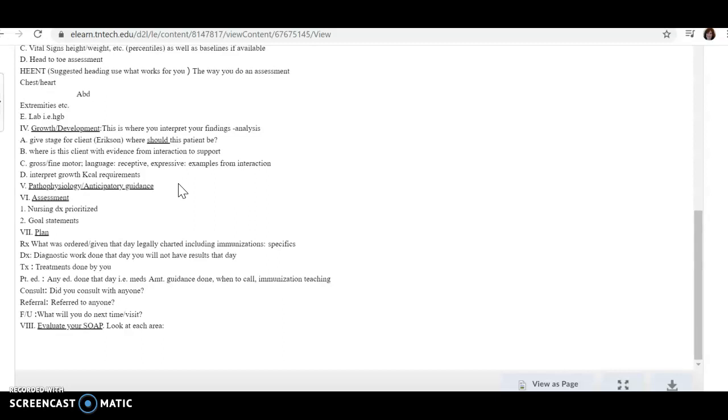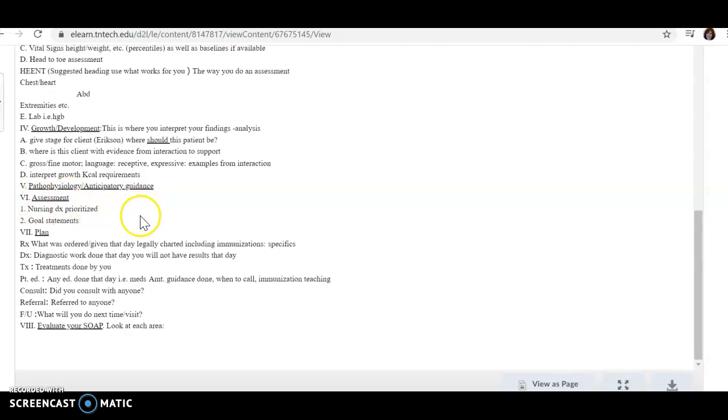So pathophysiology is if the patient is being seen because he or she is sick. Anticipatory guidance is for a wellness visit, but you're going to tell them things that they need to think about doing as far as health maintenance, tests, or screenings to detect early problems.